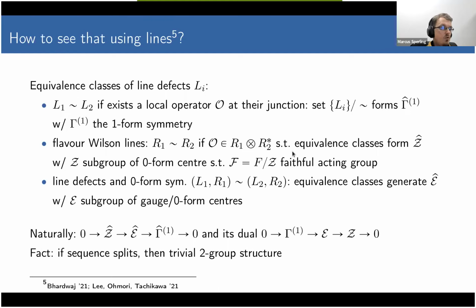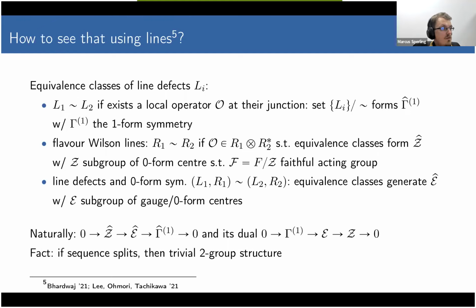And lastly, we combine two things together. We take line defects and we refine with respect to the global symmetry, so we keep track of both, and then we again define equivalence classes, which gives us another group. The whole point of the exercise is that all of these groups fit nicely together, and they tell us, first of all, what is the global structure of the zero-form symmetry? Secondly, they tell us what is the one-form symmetry. And thirdly, they tell us if there's going to be some non-trivial interaction between the zero-form and the one-form symmetry.